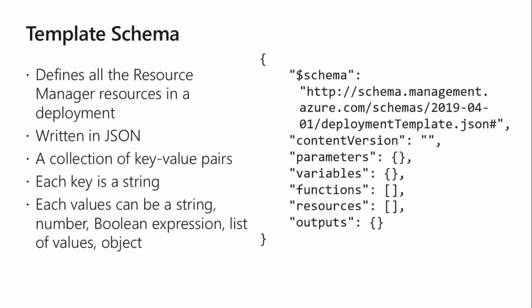So in the entire JSON script which is used for the template purpose, a few things are mandatory to mention. One, schema. Second, content version. Third, parameter. Fourth, variable. These four things you need to have. Function, resource, yes, resource also you need to add. Functions and outputs, if you do not write them, that's absolutely okay. It's not mandatory. But parameter, content version, schema, resource, you need to add in your script if you write it on your own.